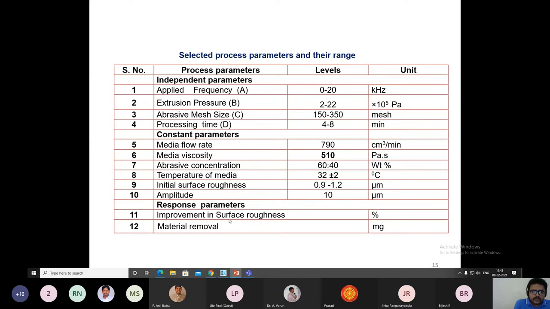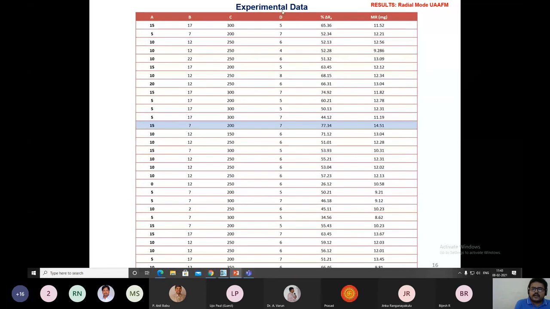My responses are improvement in surface finish and material removal, in milligrams in this case. These two are the responses. Once I design these four parameters and five levels, I get a standard table using RSM. I have used the central composite method in RSM. So here you can see four factors, five levels, and two responses. I got a total of 31 experiments, and for each experiment I recorded the responses. Based on these, I identified for which experiment I am getting higher surface finish and higher material removal rate from the table.